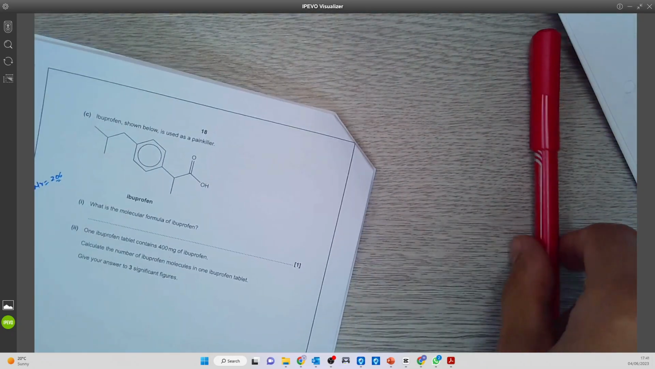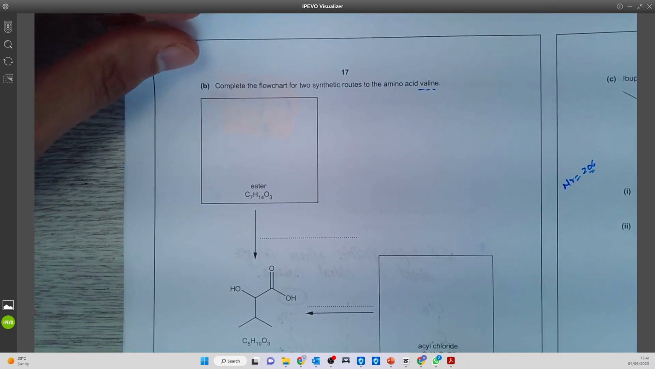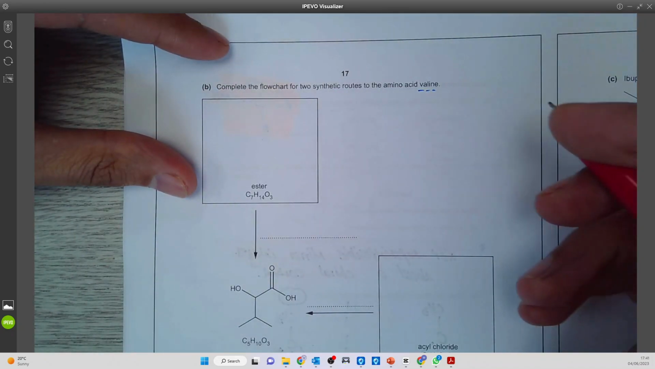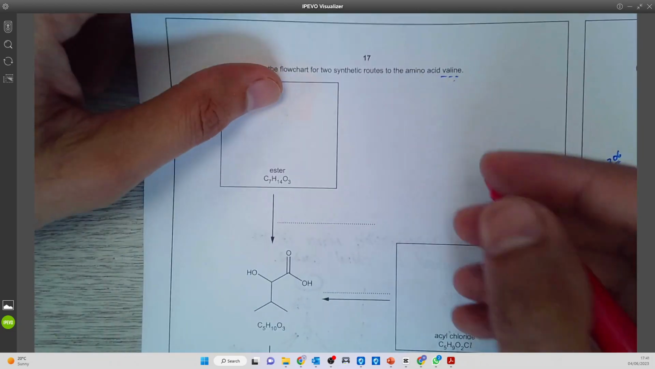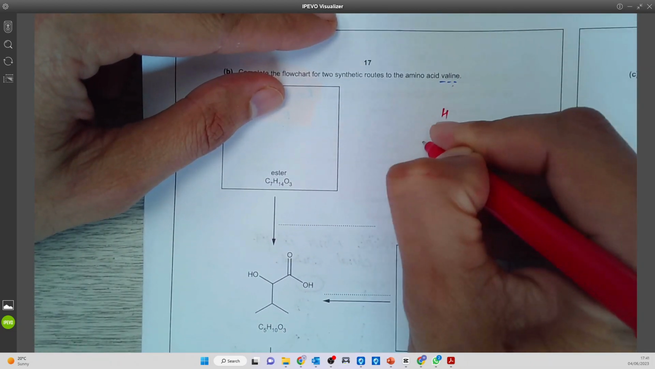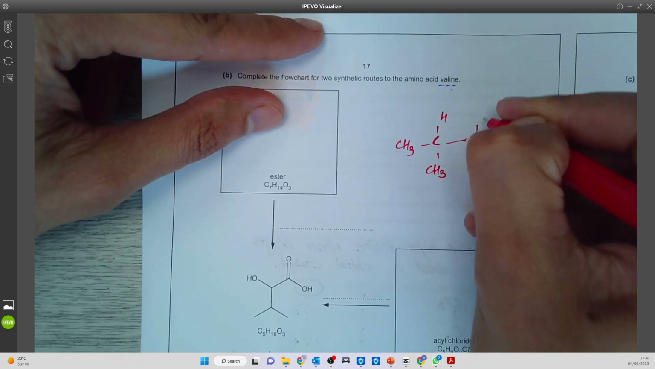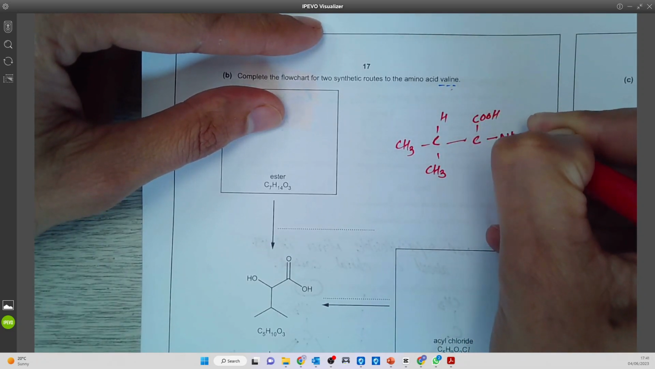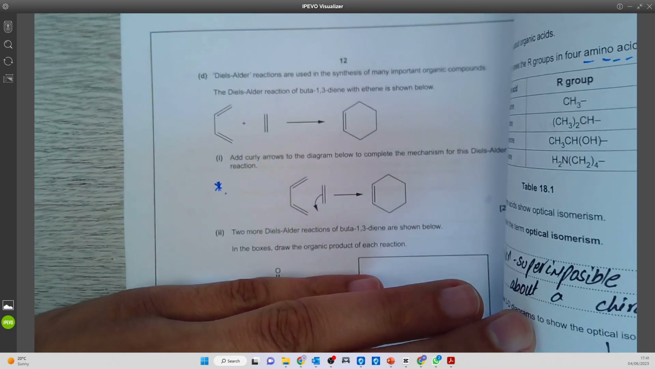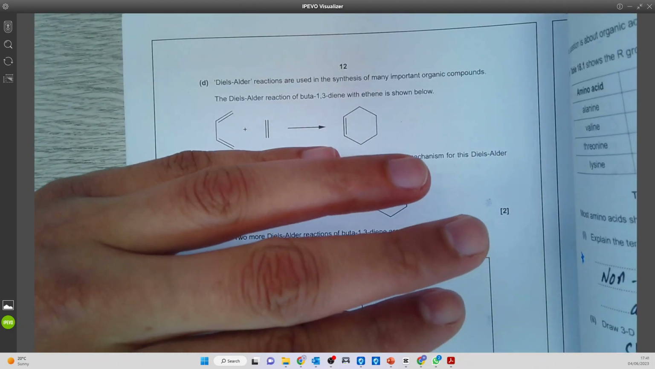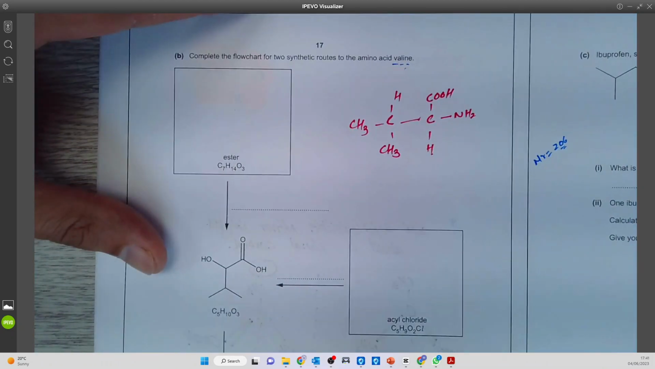Moving forward, now what we have here is this. It says complete the flow chart for 2 synthetic routes to the amino acid valine. What is valine? So if I go back and have a look, it is CH3, CH3, then I have C, COOH, NH2, and H. That's what we have, CH3, CH, CH3, CO2H. That's fine. This is what I have.